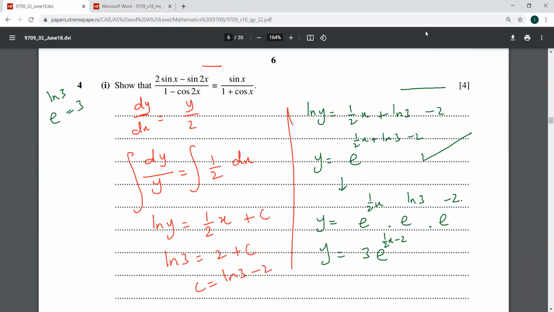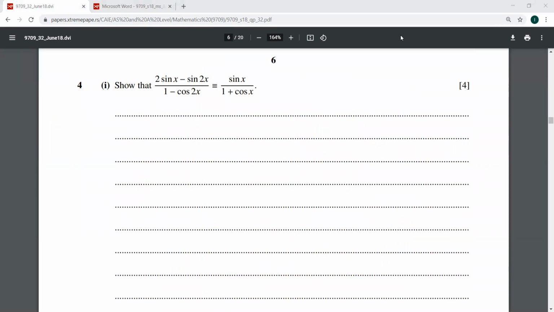Question number 4 here. Show that all of this is this. So this is an identity. Keep an eye on this sine x over 1 plus cos x. You have to show this left hand side to be equal to this. So what is the first clue for me, guys? How can I start solving this? What is the first hint? You see, you have the 2x over here, and there is no 2x on the right hand side. So that is a hint for you.